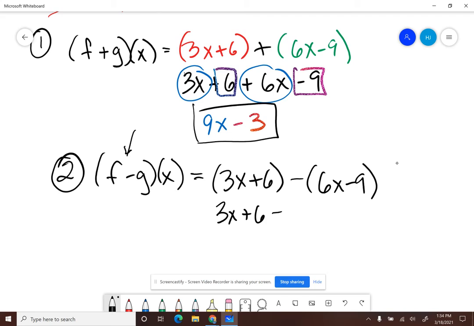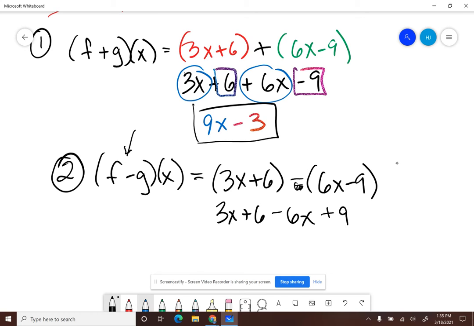A negative symbol and a subtraction symbol are exactly the same. So I'm subtracting 6x, and I am subtracting a negative 9. If I subtract a negative 9, that's actually going to be a positive 9. You notice this is kind of like multiplying by a negative 1. It's going to change all the signs that are in here.